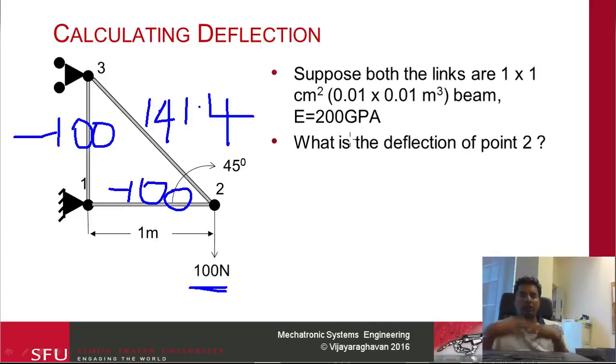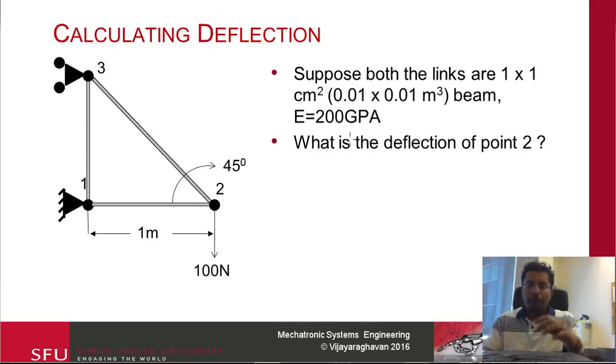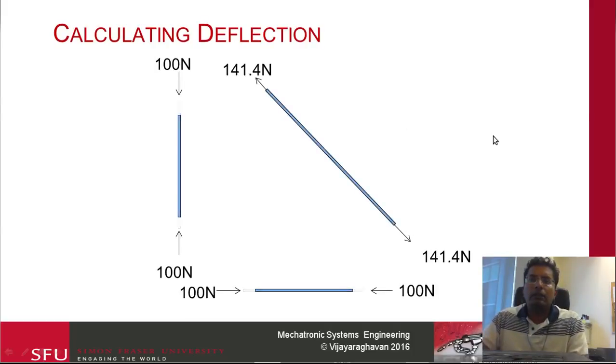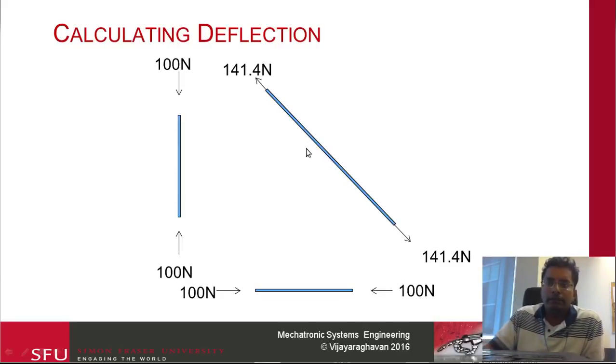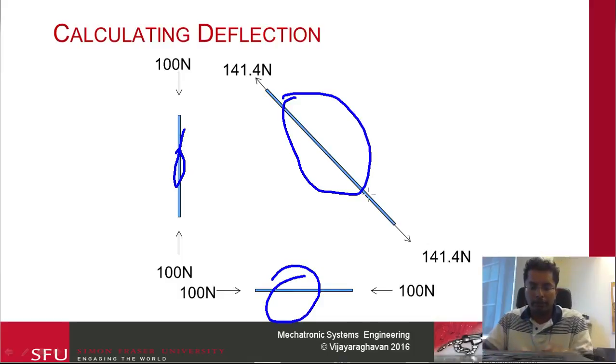If you're not sure about this, revisit the discussion on method of sections and method of joints, and then you can solve for these particular values. Now if we separate these out, put them apart, I've hidden the nodes. Let's see what is going to happen here. Because of the tension, this link gets longer. These two get shorter because they're in compression, right? You're squishing them, so they become shorter.